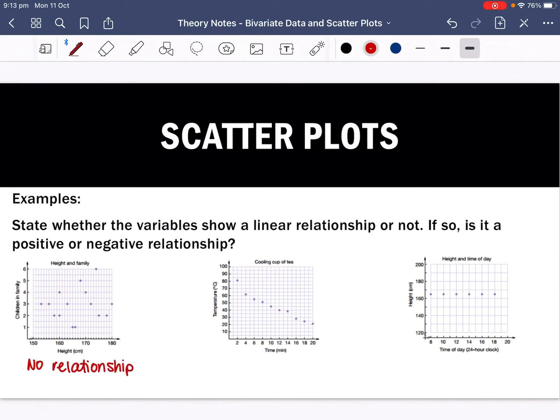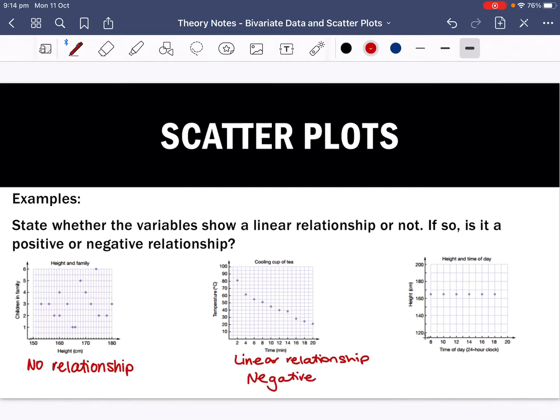This second graph has a linear relationship as it is in the form of a straight line. And when we are working out whether it's going in a positive or a negative direction, we think about our gradient. So this one is going in a negative direction, so negative meaning going down from left to right. So it's negative.